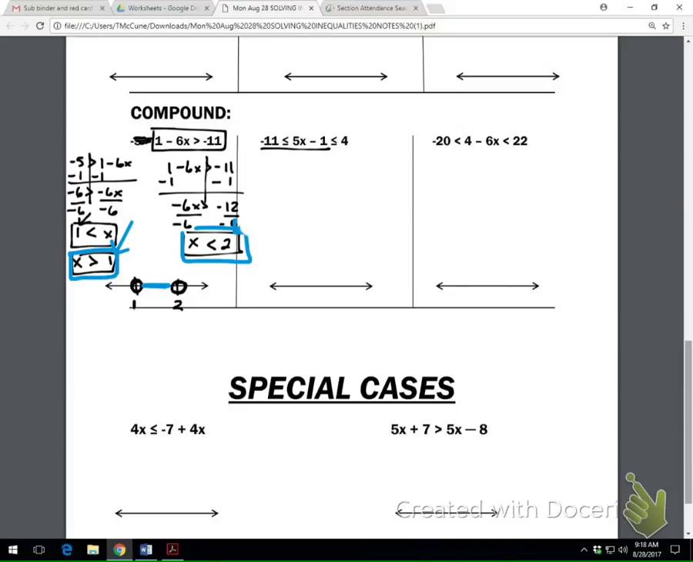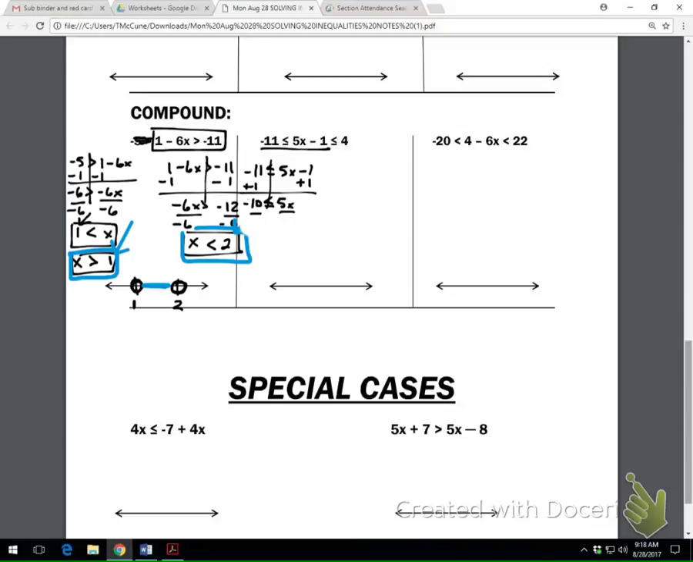Okay, let's break it up right here. So I got negative 11 less than or equal to 5x minus 1. Draw my line. What do I do here? Plus 1 to each side. So it gives me negative 10 less than or equal to 5x.